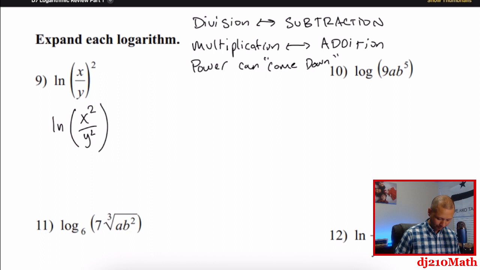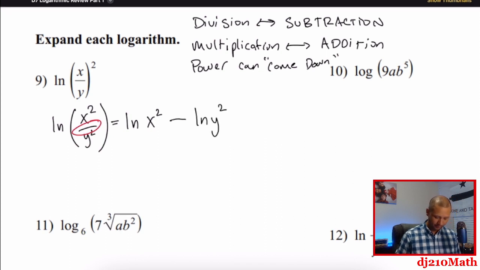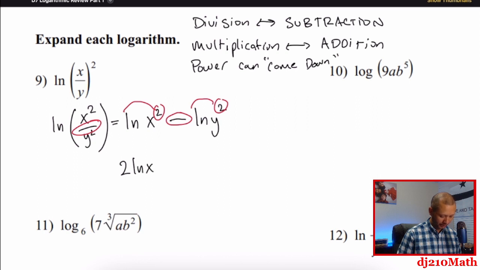Okay, because this is division, right? That to me is subtraction. It looks like a subtraction sign. So this is going to be natural log x squared minus natural log y squared. So you've got to associate division and subtraction. Then last, the power comes down in front as the coefficient. So final answer: 2 natural log x minus 2 natural log y.